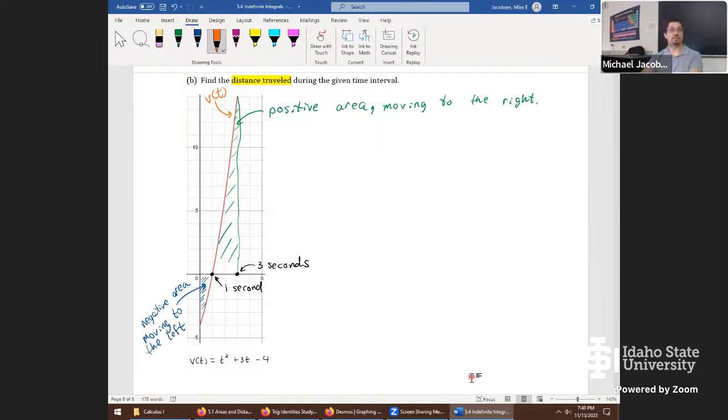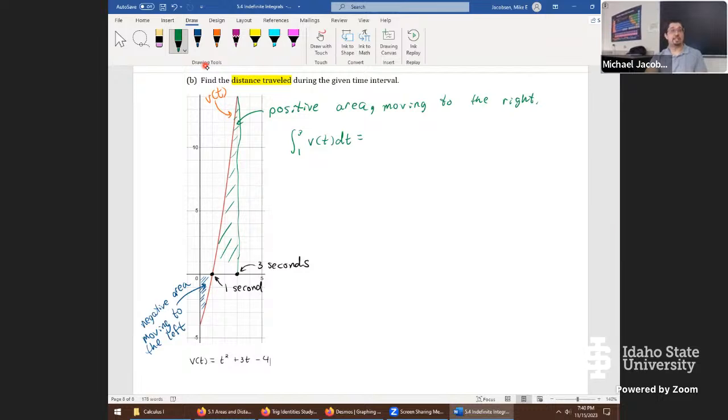And now let's start 2 more integrations to get through this. I'll start with the positive area. And for the positive area, we have to go from 1 second to 3 seconds. So this is going to be from 1 to 3. We're integrating the velocity function, v of t.